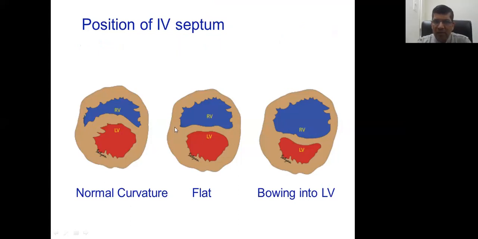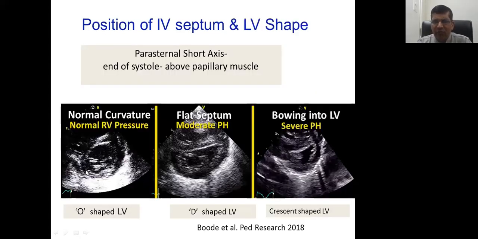In moderate pulmonary hypertension, this septum becomes flat. In severe pulmonary hypertension, this septum becomes bowed into the LV. Because the septum turns out this way, that's one method. You can say this is moderate pulmonary hypertension, this is severe pulmonary hypertension. You end up with the shape of the LV changing. That's another method, the position of the septum and the shape of the LV.